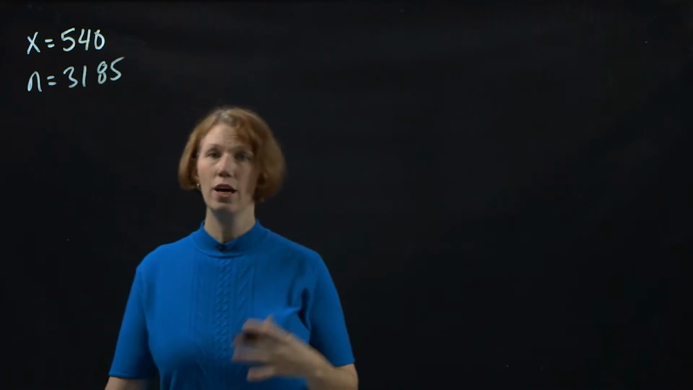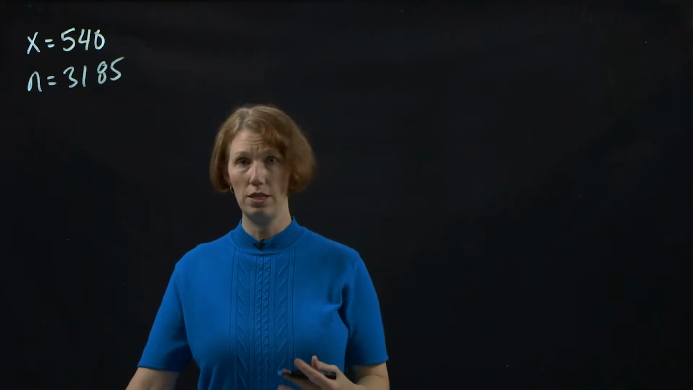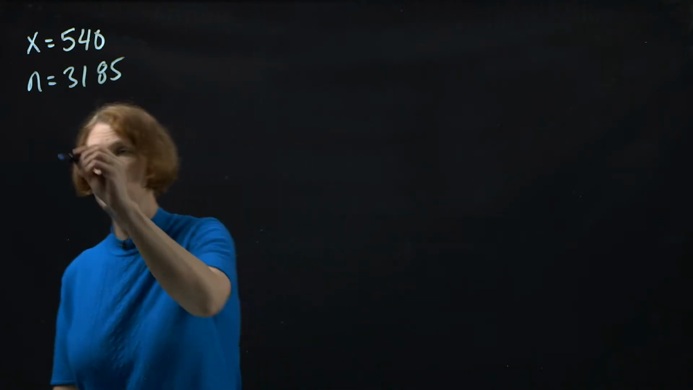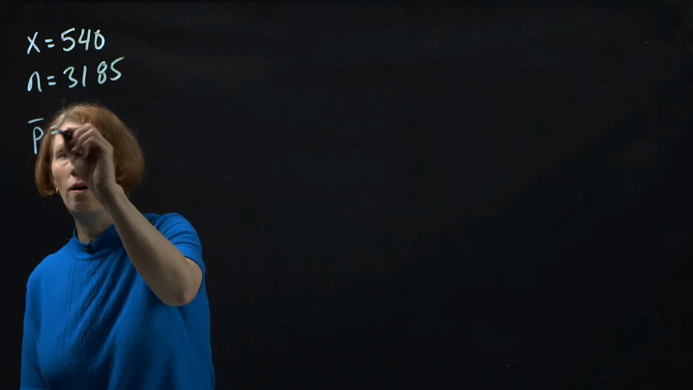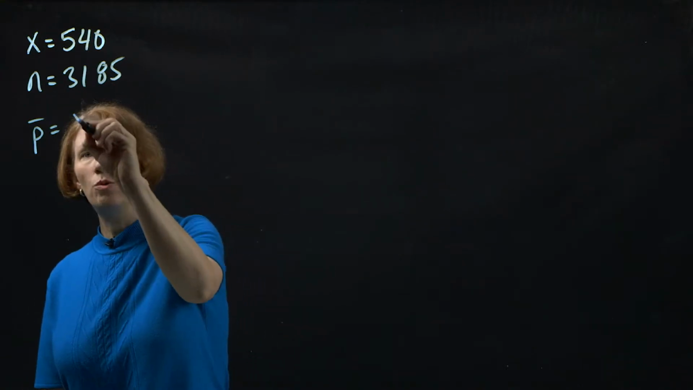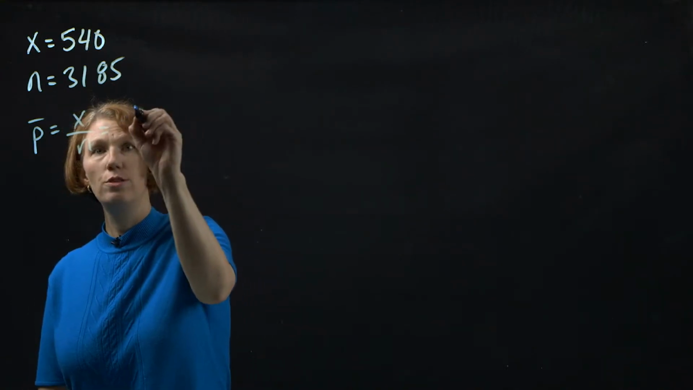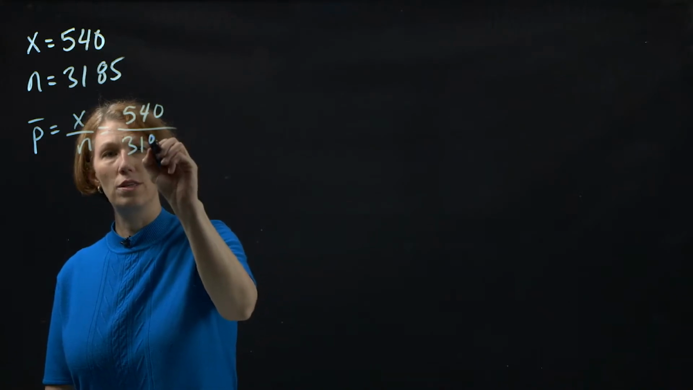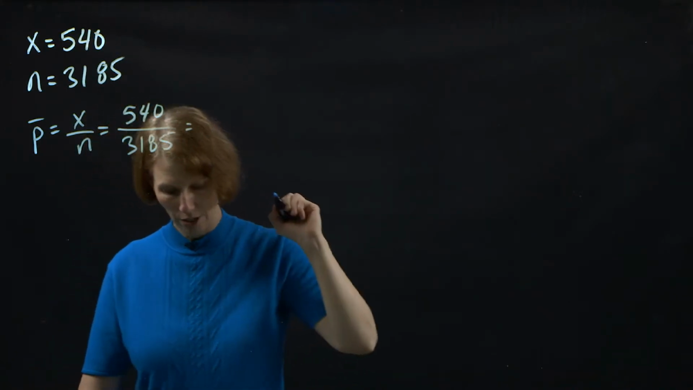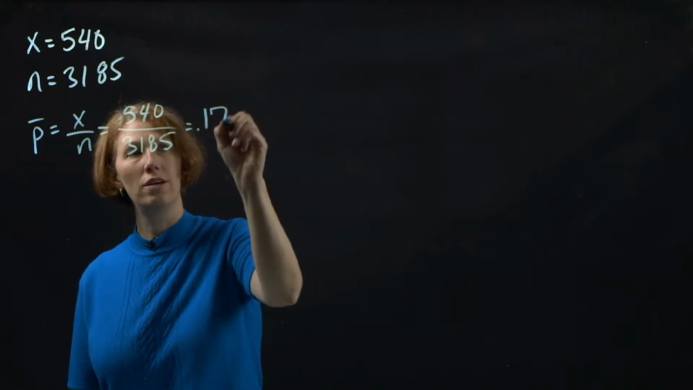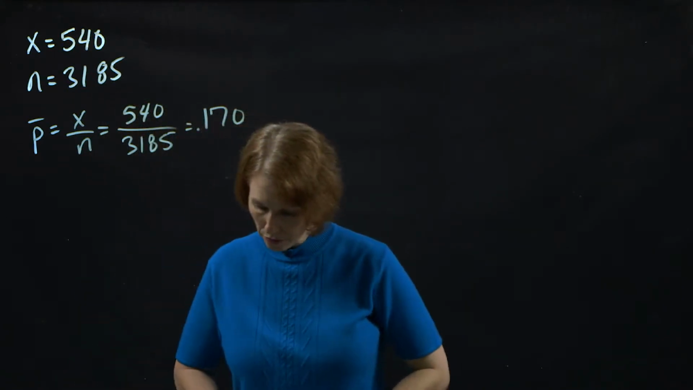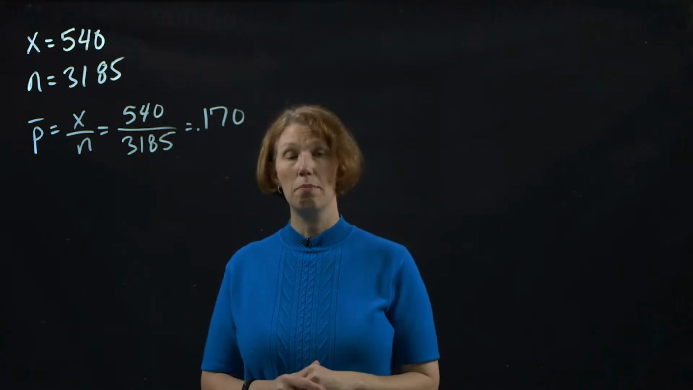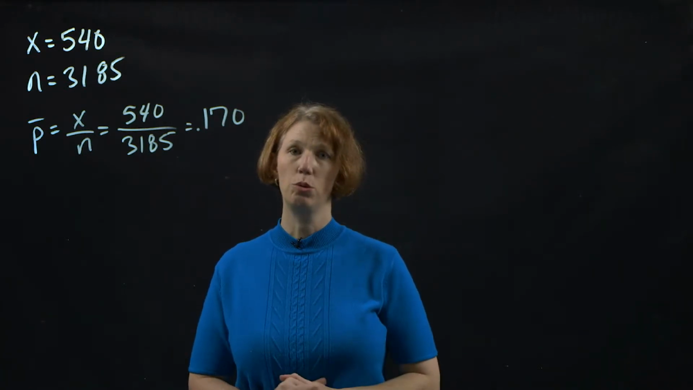3,185. Okay, so the first thing we want to do is to construct or estimate our sample proportion, which we're going to denote as P bar. P bar is just equal to X over N, and so that is simply equal to 540 divided by 3,185, which gives us 0.170. All right, so we have our point estimate, and now we need to think about the rest. How do we construct the actual interval?